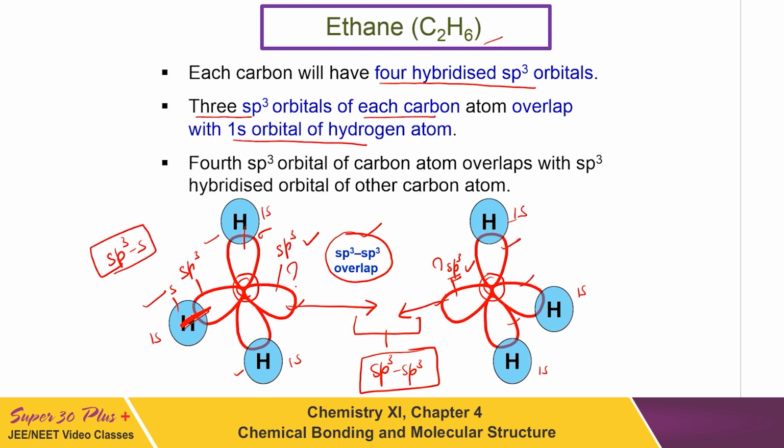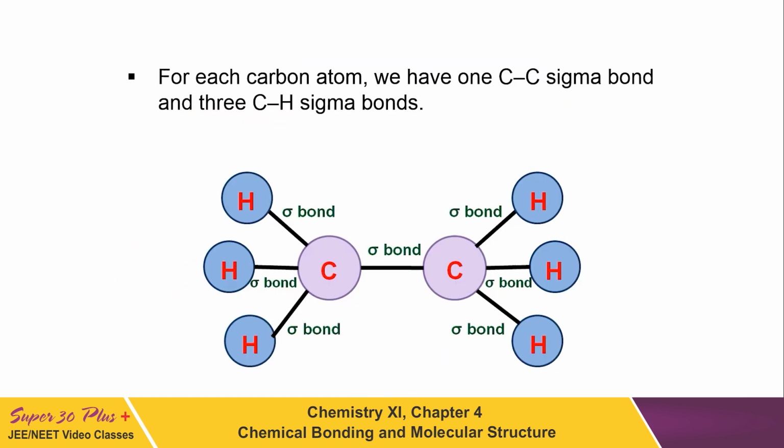Alright, I hope you are getting it. Now each carbon has one C-C sigma bond. This is a sigma bond and it is the result of sp3 overlapping. And this sigma bond, this one, this one, all of them, I can draw any one of them, they are the result of sp3 s overlapping.